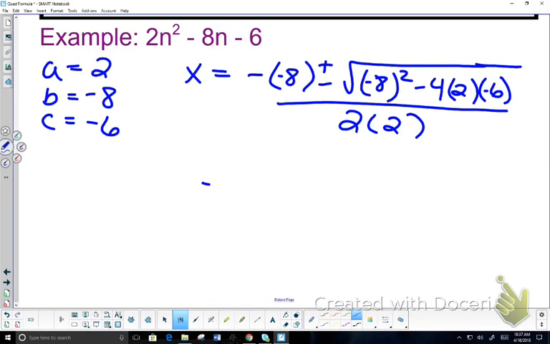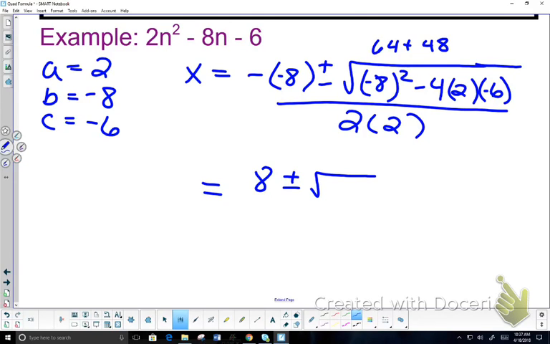So let's start at the beginning. -8. What's that going to be? Positive. So I got 8 plus or minus the square root. What's this inside going to be? Let's start off here. -8 squared is? 64. Okay, so right here I've got 64 going on. Minus, what's 4 times 2? Okay, -4 times 2 is -8. -8 times -6? Positive 48. So 64 and positive 48 is what's going to be in here.